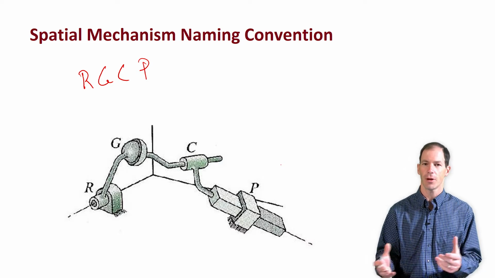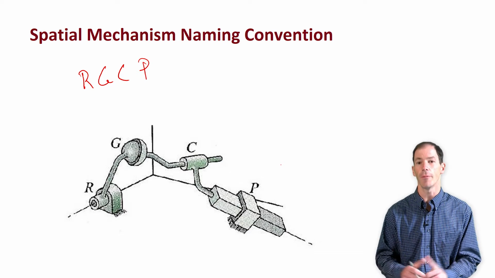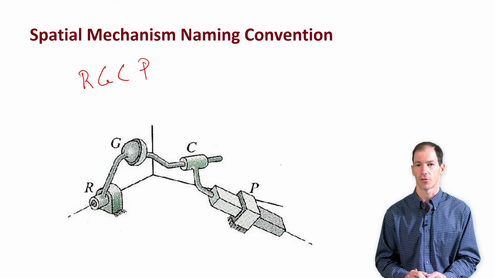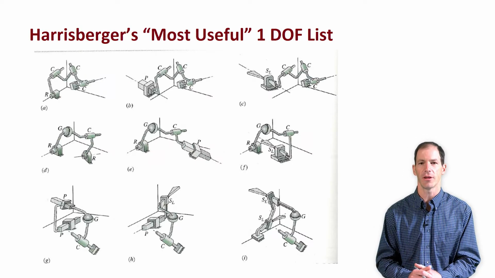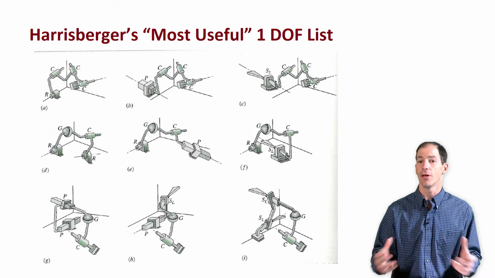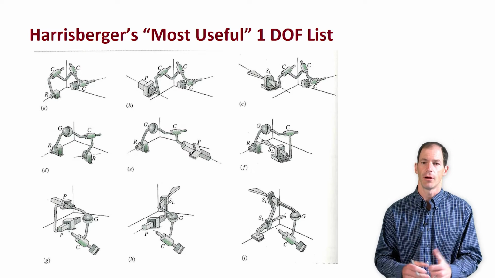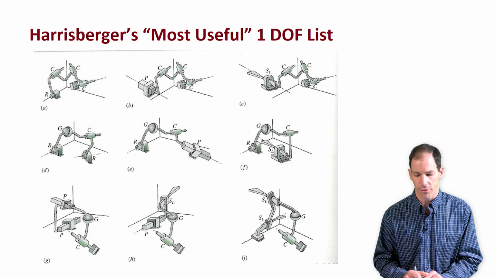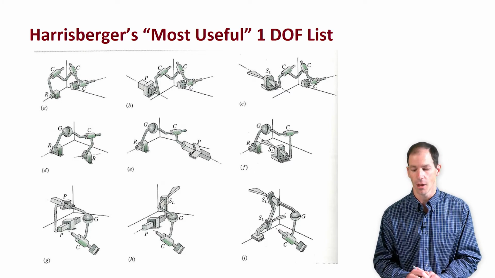Now you can imagine that because we have so many different joint types, we can create an enormous number of different spatial mechanisms, and it can be overwhelming at times. There happens to be at least 435 single degree of freedom spatial mechanisms. So with all that said, Harrisberger, a famous kinematician, did a study here and looked at a whole list of 1 degree of freedom mechanisms and determined which were the most useful. And here's a listing of them, and you can see that revolute, cylindrical, cylindrical, cylindrical is one. Moving on to the one that we had just done the example of. These are the ones that he determined were the most useful.